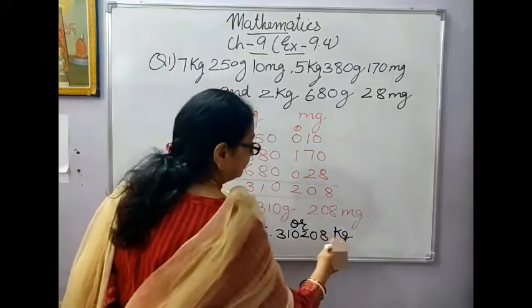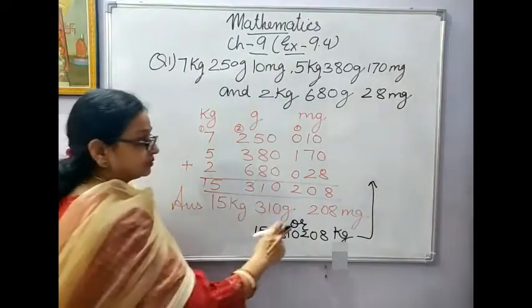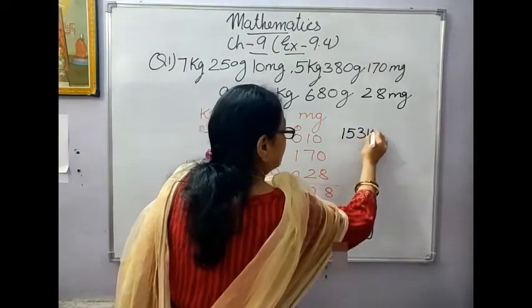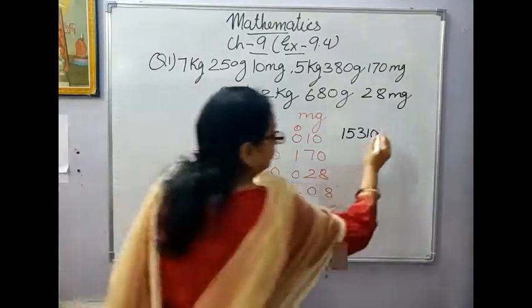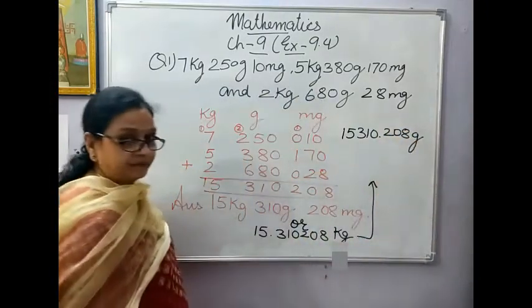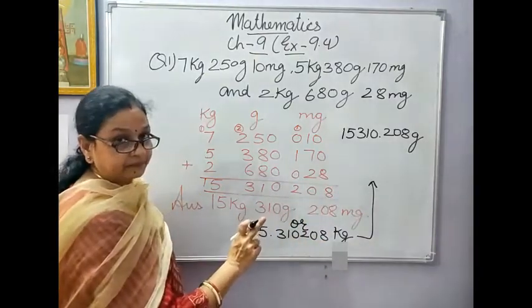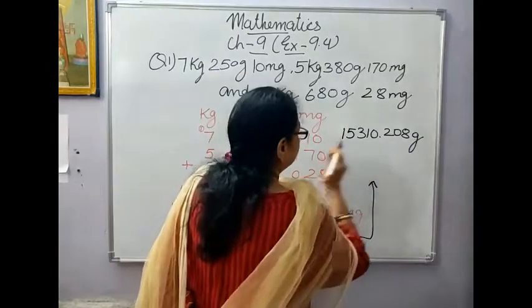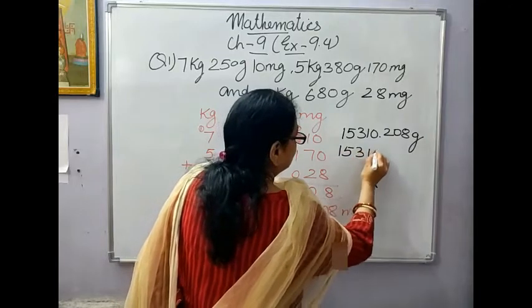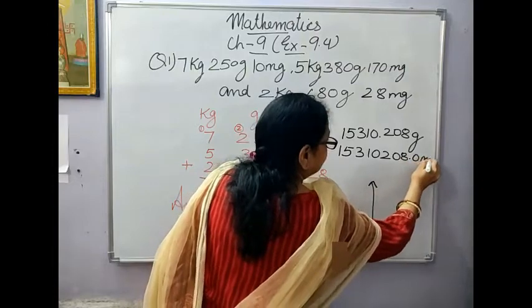Then the rest I'll be writing over here because there is no space. Now if I have to convert it into grams, it will be 15310 and then I'll put the decimal and then write the number 208 and it is grams. Answers are coming in decimal. You have to take care of the units. Then the third one, if you have to convert into milligrams, it will be 15310208 and then decimal and it will be milligram.